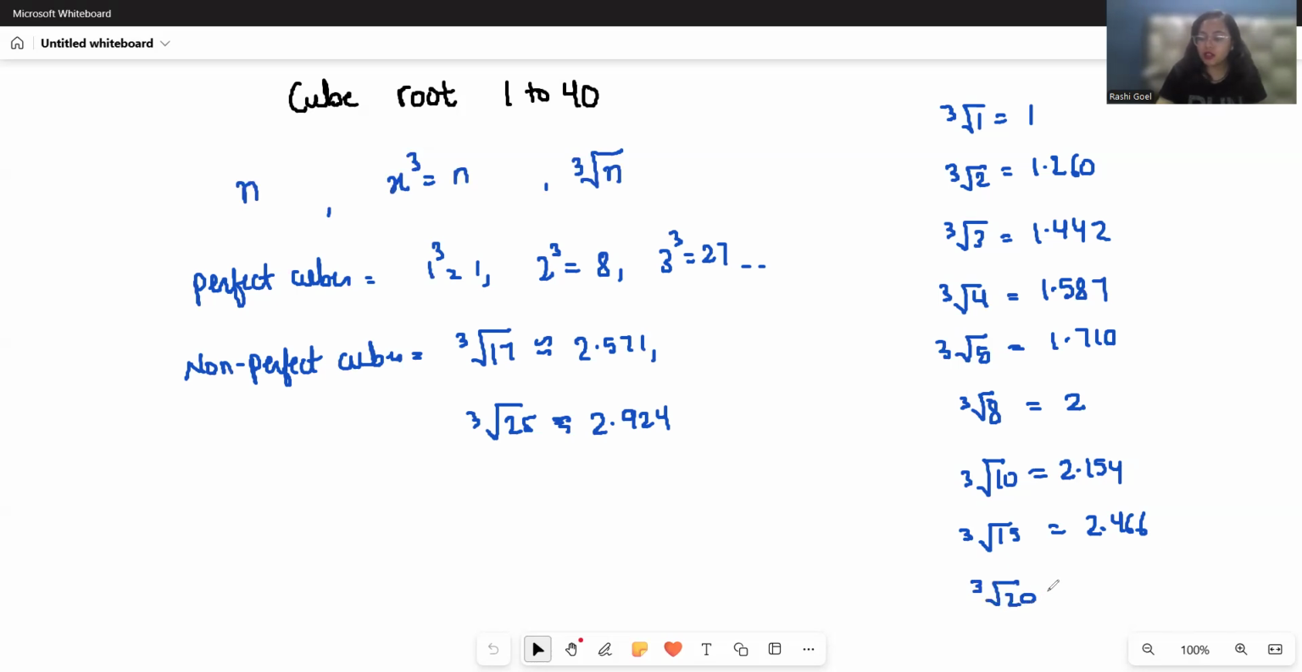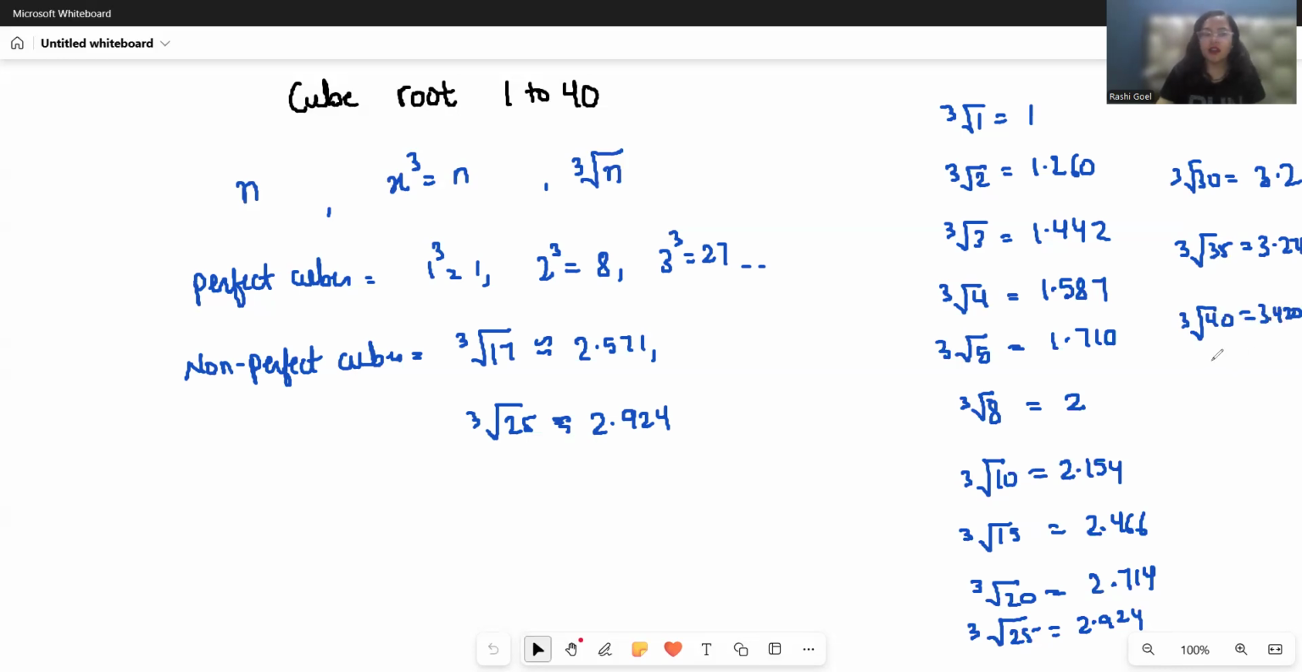Cube root of 20 is 2.714 and cube root of 25 is 2.924. Cube root of 30 is 3.2. Cube root of 35, 3.271, and cube root of 40 is 3.420. That's how you can find the cube root of perfect cubes and non-perfect cubes.